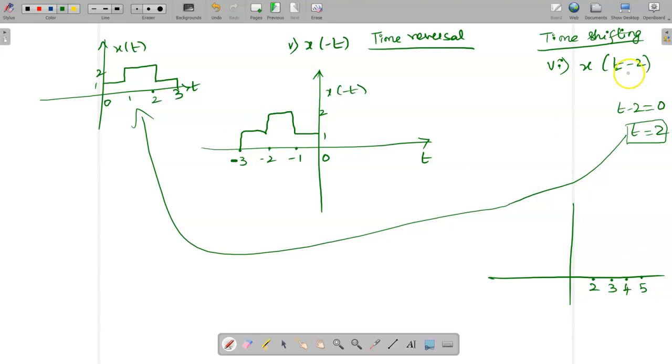Whenever the additional value is something like minus 2, if you are subtracting some values, then you will get the right shifted diagram. Suppose if you have t plus 2, then you will have the left shifted diagram. So here we will get the right shifted diagram. So 0 will become 2, 1 will become 3, 2 will become 4, 3 will become 5. Amplitude remains the same.